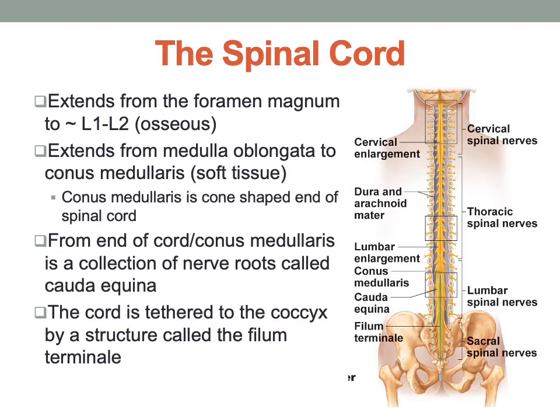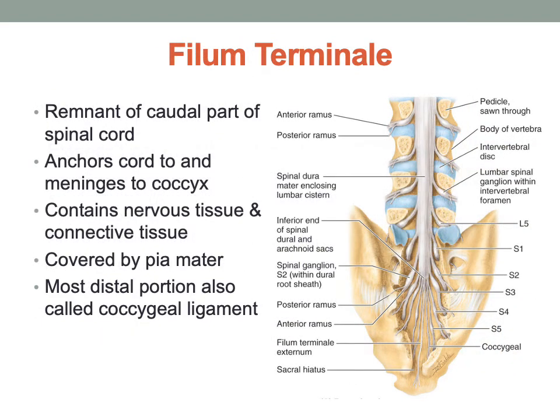The cord is tethered to the coccyx by a structure called the filum terminale. The filum terminale is a remnant of the caudal part of the spinal cord. It anchors the cord and meninges to the coccyx. It contains nervous tissue and connective tissue. It is covered by pia mater. At the most distal portion of the filum terminale, it gets a new name called the coccygeal ligament.